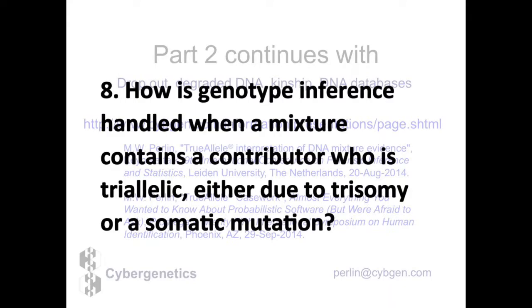The next question, how is the genotype inference handled when a mixture contains a contributor who is triallelic, either due to trisomy or somatic mutation? In that situation, what happens is TrueAllele will usually split the genotype between the 3 different heterozygote possibilities. If the alleles are A, B, and C, you'll see roughly equal probability apportioned in that contributor at that locus to AB, BC, and AC. And the result is you'll get an accurate match comparison with a slight reduction in the likelihood ratio, maybe by a fraction of a band unit.